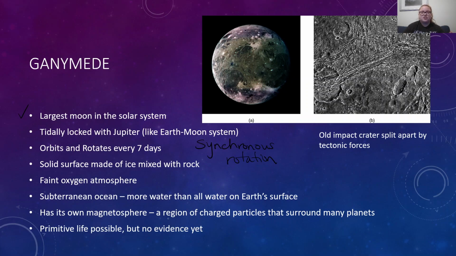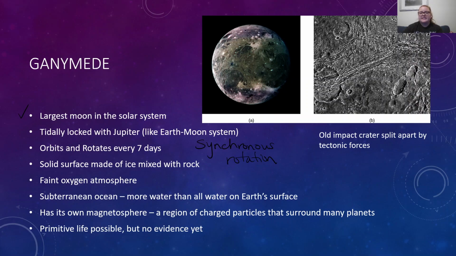So, another thing to note about this one is that it has its own magnetosphere, meaning it has a magnetic field around it. So, remember when we talked about Earth, we have a magnetic field that's kind of shielding us from solar activity. Well, Ganymede also has something similar, okay? So a magnetosphere is, I just put the definition here just in case, a region of charged particles that surrounds many planets, but not a lot of moons, okay? So this is pretty rare.